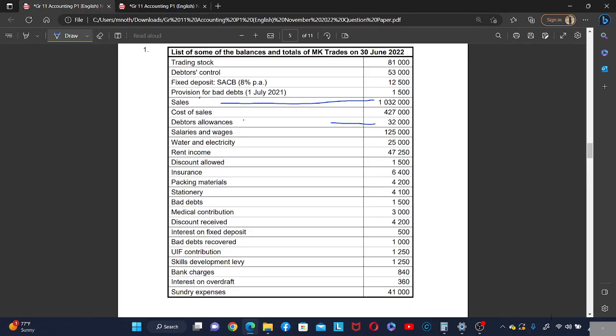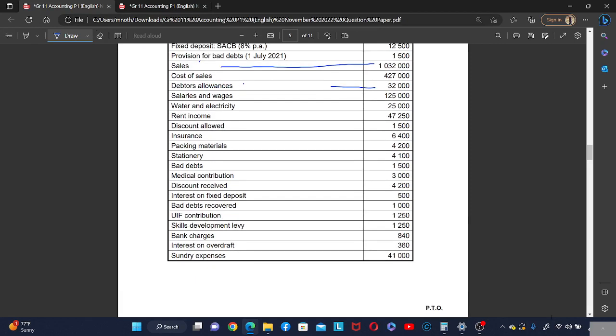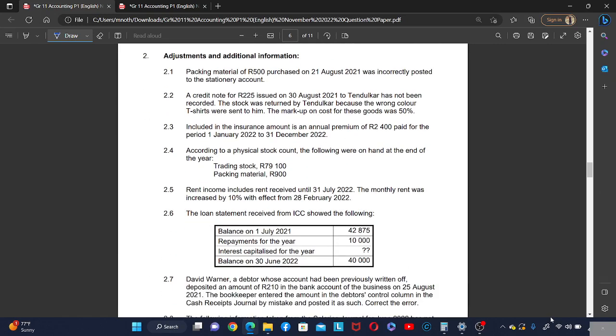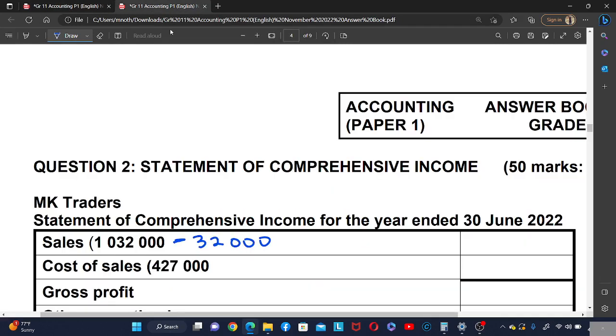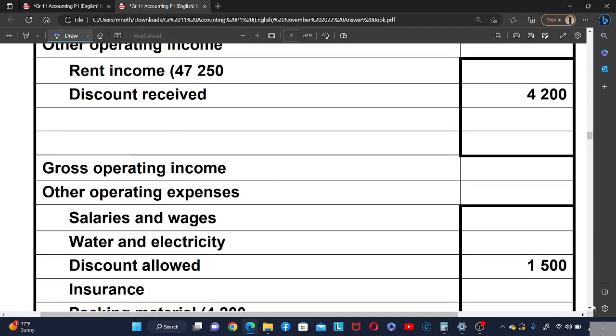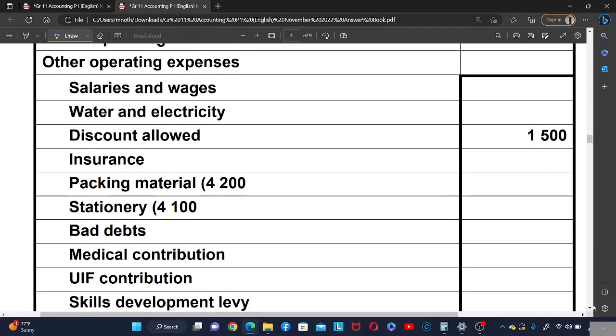And then let's go to the transactions. 2.1. Packing material of 500 Rand purchased on 21 August was incorrectly posted to the stationery account. So here we are talking about the expenses. We're talking about the packing material and the stationery. Their balances are already written.